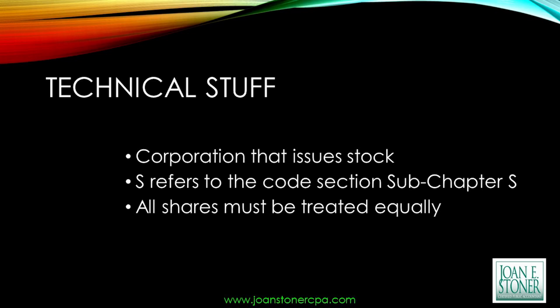First, the technical stuff. An S-corporation is a corporation that issues stock, sometimes called an electing small business corporation. S refers to the code section, subchapter S of the Internal Revenue Code. There can only be one class of stock, and the number of shareholders is limited to 100. Husbands and wives count as one shareholder. All shares must be treated equally, especially when taking distributions from the corporation.